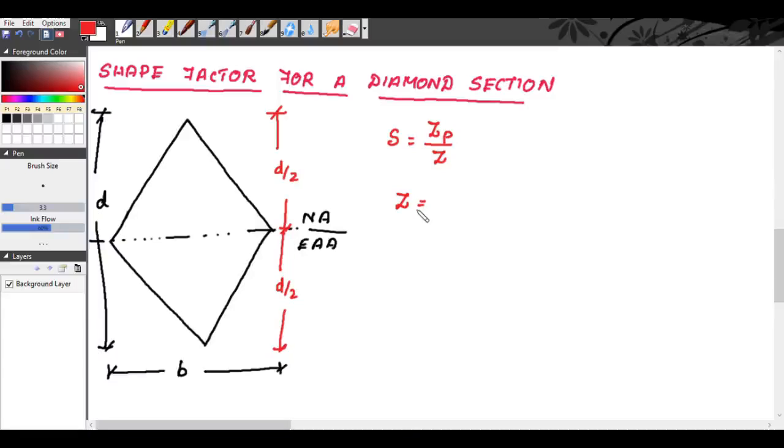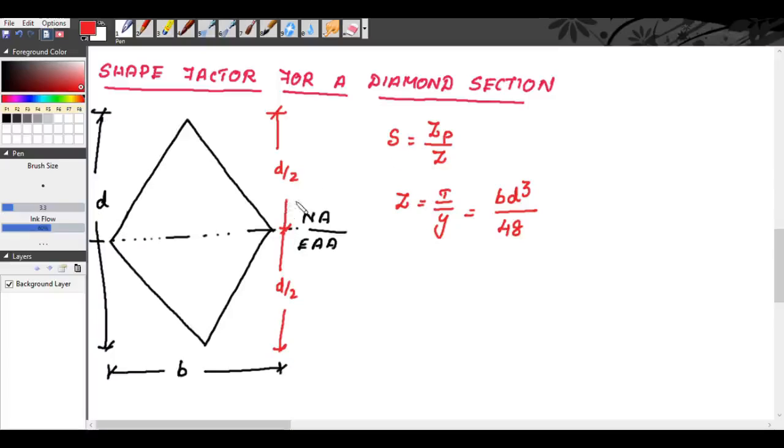Elastic section modulus Z is equal to I by Y, right? For a diamond section, I is equal to BD cube by 48. See how to find the moment of inertia. You have already studied that in your engineering mechanics. So these are the standard values and standard shapes. So you should remember this, otherwise it takes a lot of time to solve the problem. You will not be able to solve the problem when it comes to the university examinations.